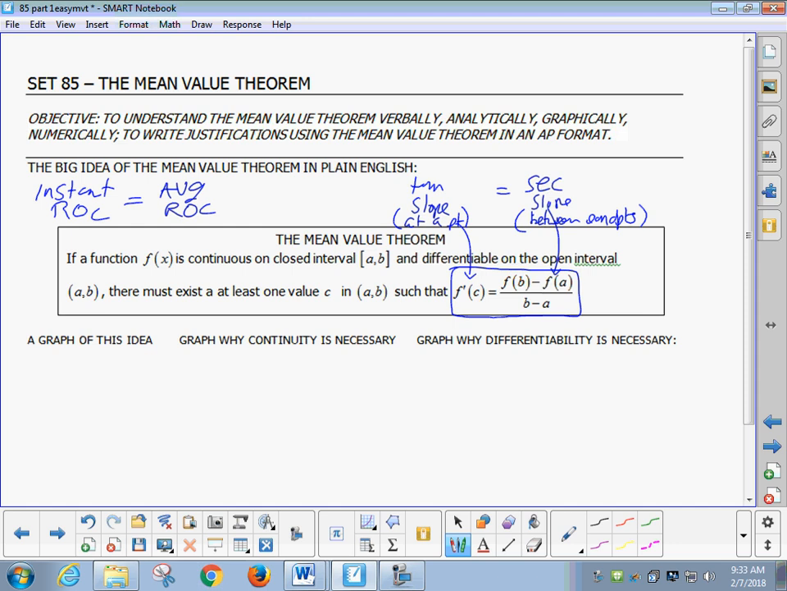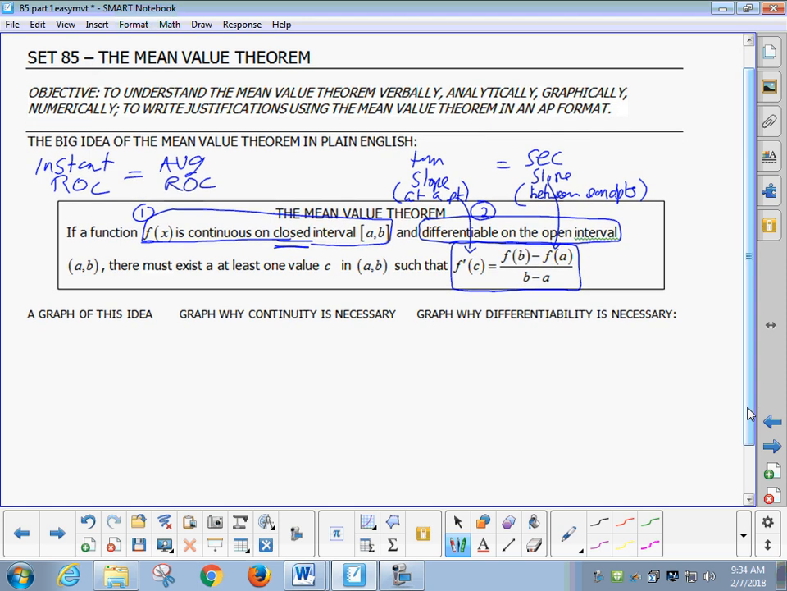Okay, this will happen under certain conditions. There are two conditions. First of all, f must be continuous on a closed interval a to b. And the second, in order for this to happen, it must be differentiable on the open interval a to b. Now, let's talk about what that means. Okay, get into it a little more.